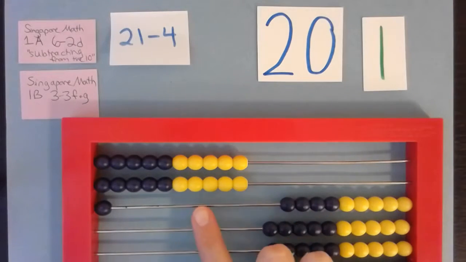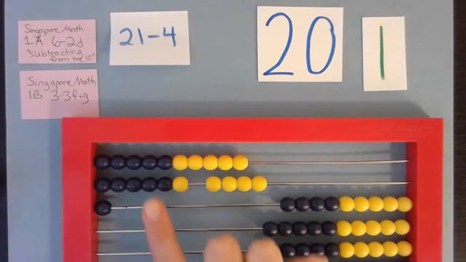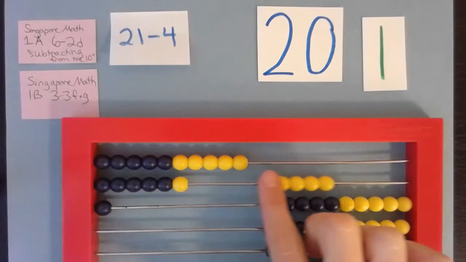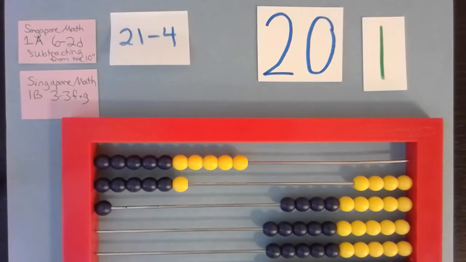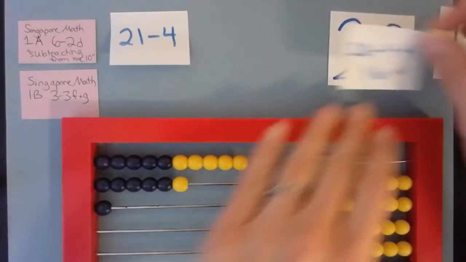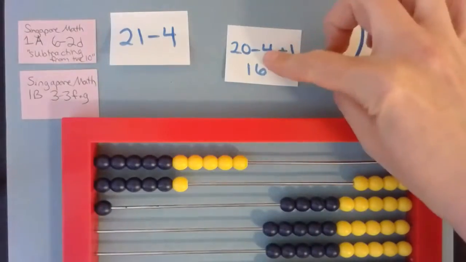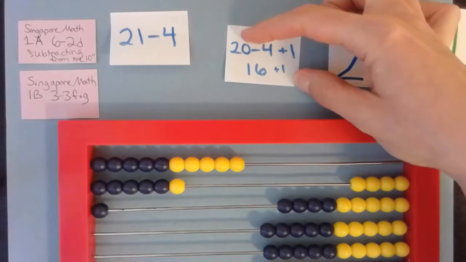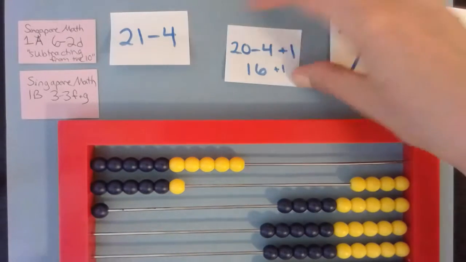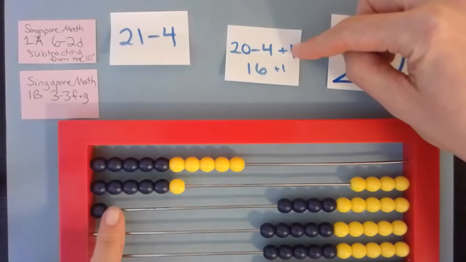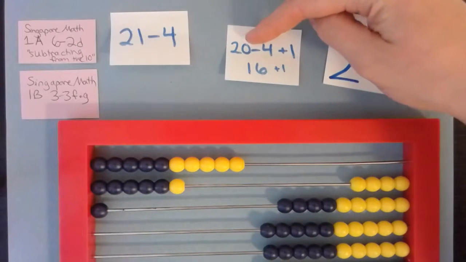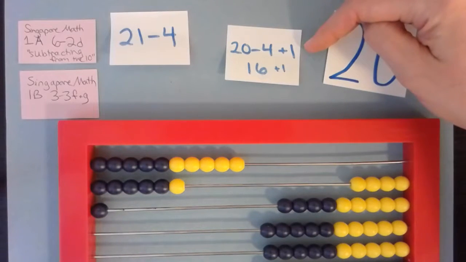So when I take my 4 away, I'm going to take the 4 from the 20. Do you see? I'm taking these 4 yellow beads right here. So in effect, what I'm doing is taking 4 away from the 20. But I'm remembering that my question originally was not 20 minus 4. It was 21 minus 4. So I still have this extra 1 hanging out that I can't forget about. So 21 minus 4 has been changed into 20 minus 4 plus that extra 1.